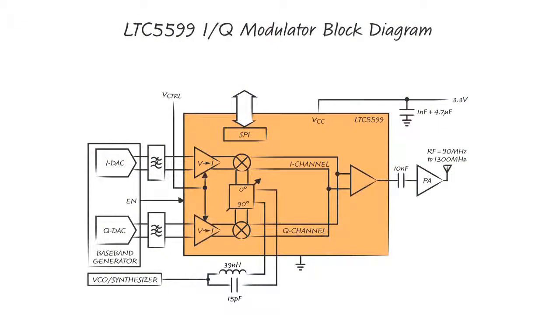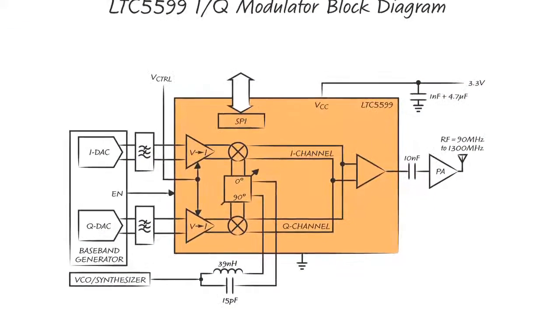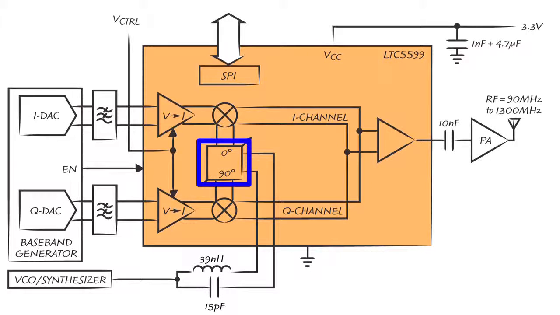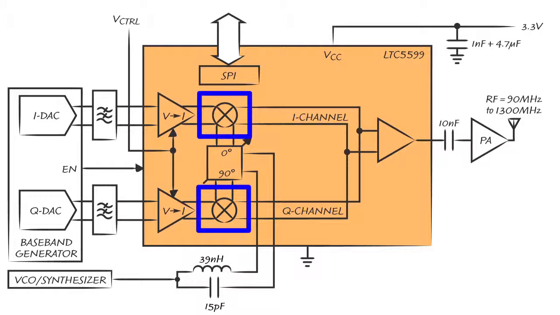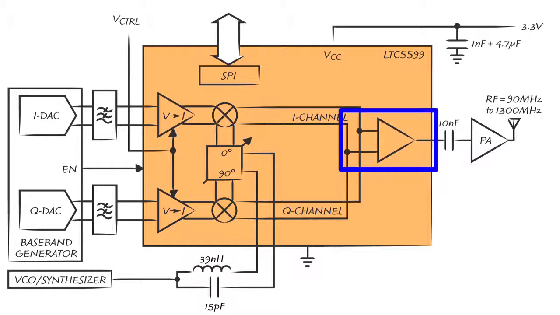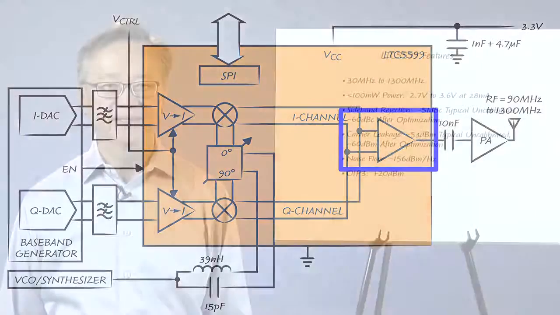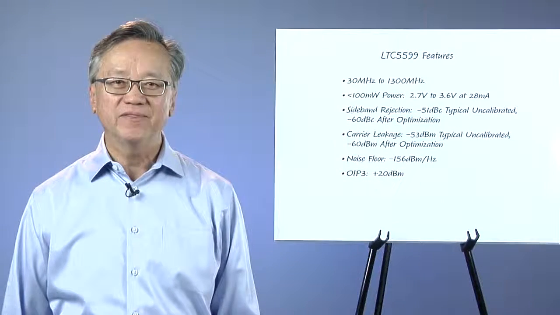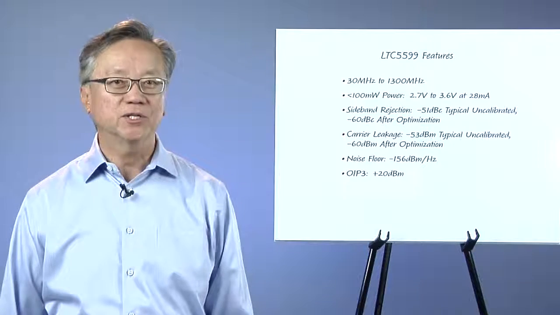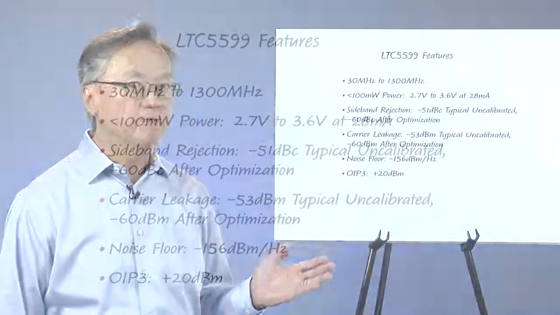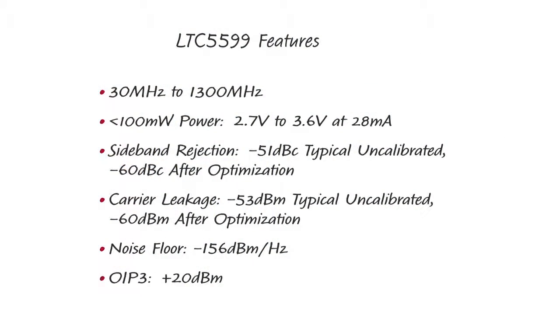The LTC5599 modulator comprises an on-chip polyphase filter which generates precise quadrature phase shift for driving the LO inputs of the I and Q mixers. Their outputs are then summed to form the composite RF output signal that is sideband and carrier suppressed. The LTC5599 modulator operates over a wide frequency range from 30 MHz to 1.3 GHz.